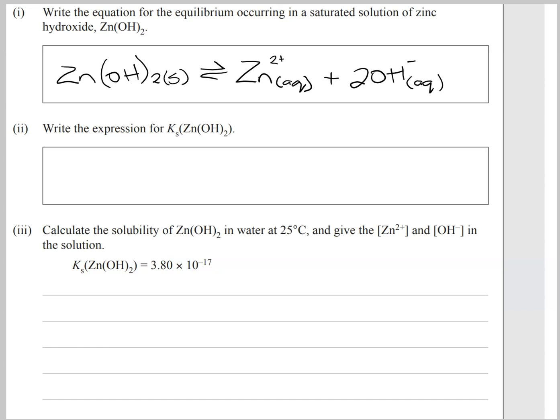And the next part of it is to write the expression for Ks. Right, so we know that Ks is equal to the concentration of the zinc ions times by the concentration of the hydroxide ions squared. And it's quite that simple.